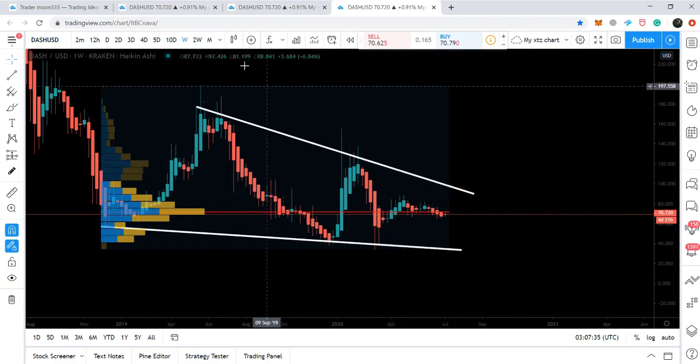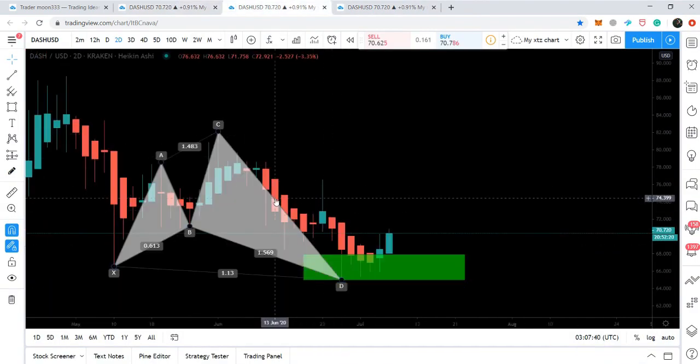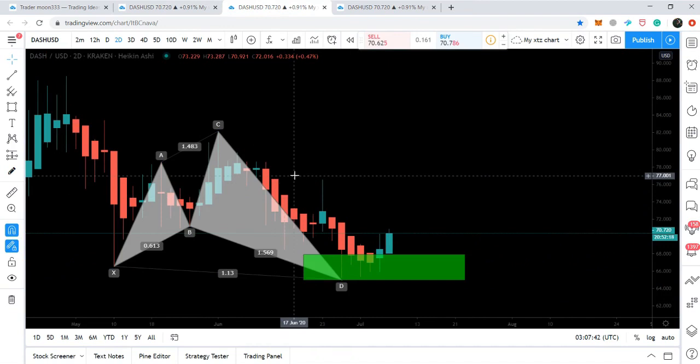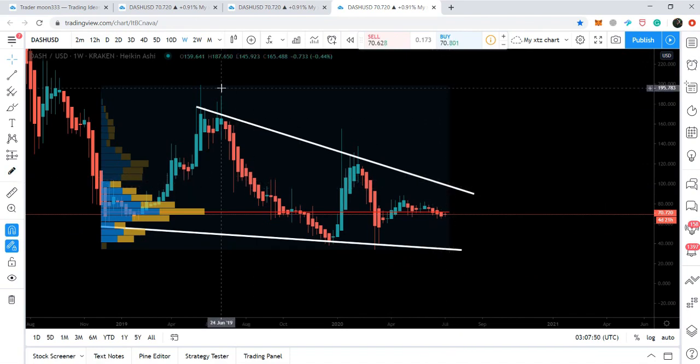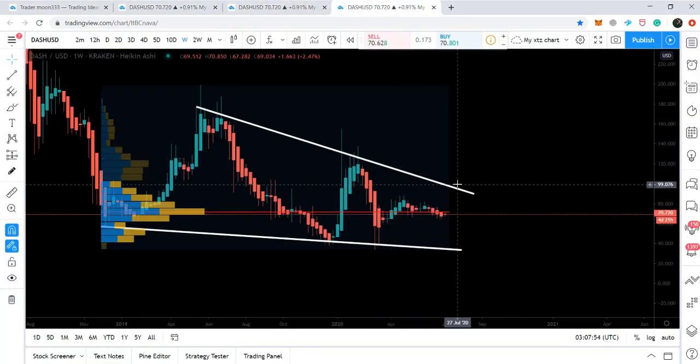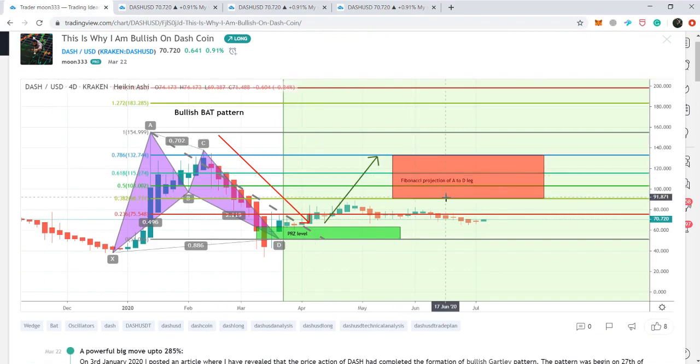However, if we watch this Shark pattern formed on the 2-day chart, then we can expect an upward move, and the price action can soon make another attempt to break out of the resistance of this falling wedge pattern, which is almost at $96 at this time. But we need the price action to at least enter from this level up to this level, that starts from $91 and ends at almost $133.